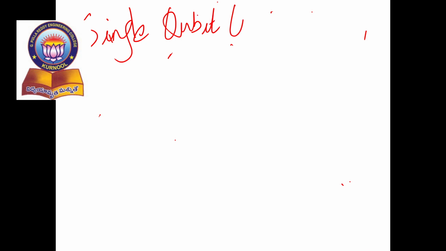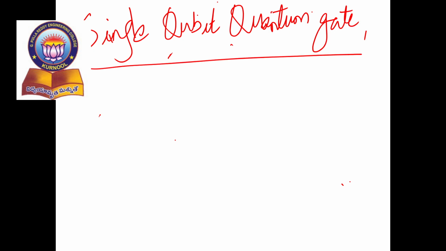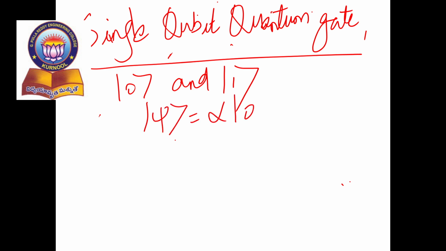So coming to the next topic, that is single qubit quantum gate. So qubit state, it is represented as a superposition, that 0 and also the 1 state. The quantum state, it is usually represented as the wave function is equal to alpha of 0 state plus beta of 1 state.